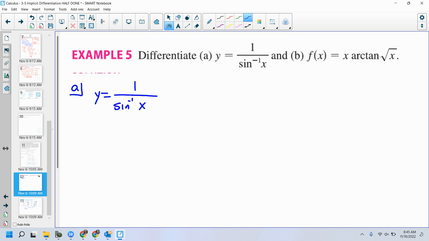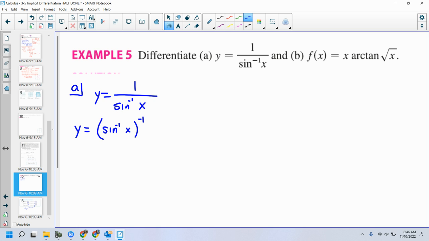Now, isn't 1 over a negative exponent? So, can't I rewrite this as inverse sine of x to the negative first power? Now, be careful. That negative 1 power is not saying inverse sine to the negative first. Be careful not to think, oh, that's going to cancel. It's not going to cancel. That's inverse sine, not sine to the negative first. I mean, we're all taking it to the negative first, but you get the idea.